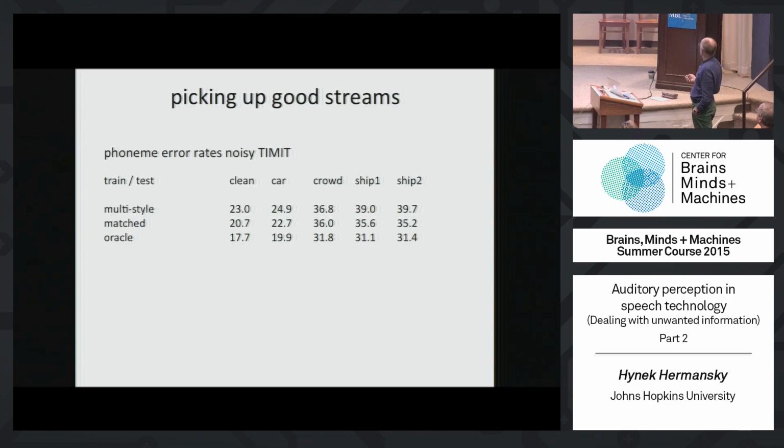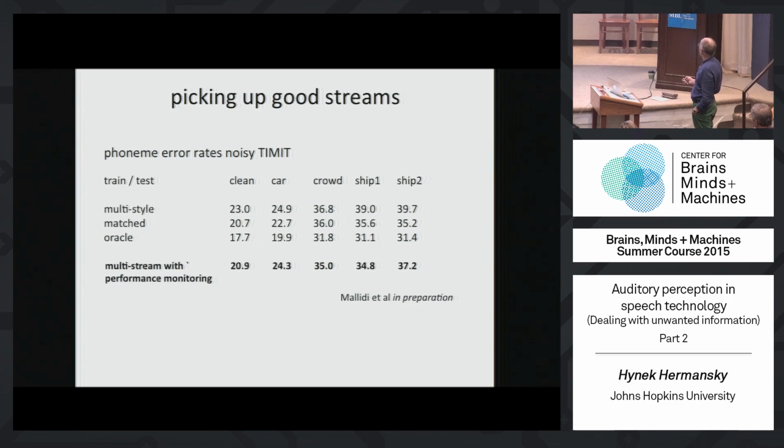Here we have a multi-style result. Here we have a matched result. This is what we would like to achieve. Of course, this is oracle. This is what it would be ideal if we knew which stream is best. This is what we would be getting. But what we are getting is not that terribly bad.